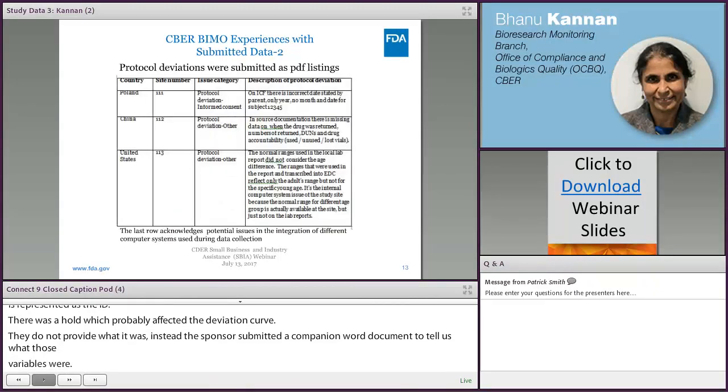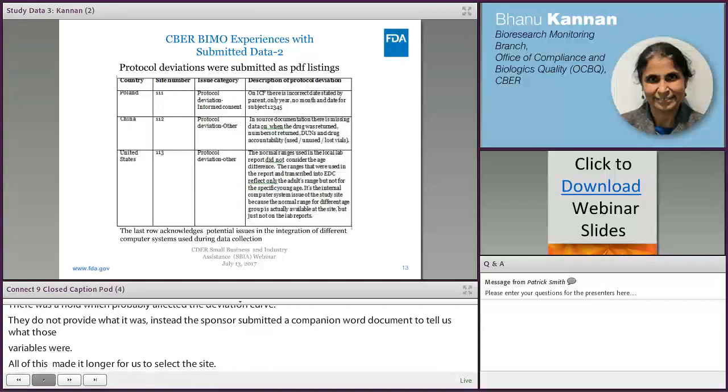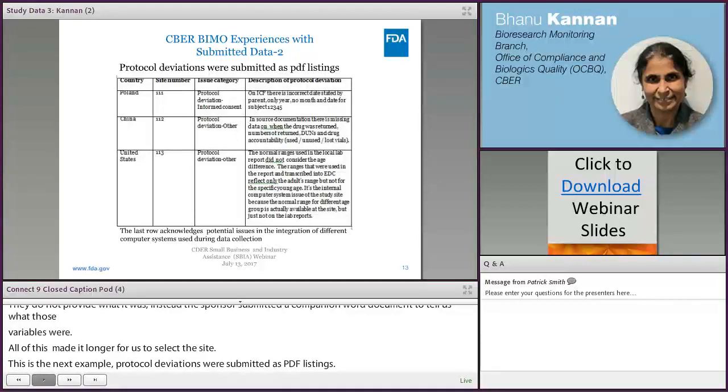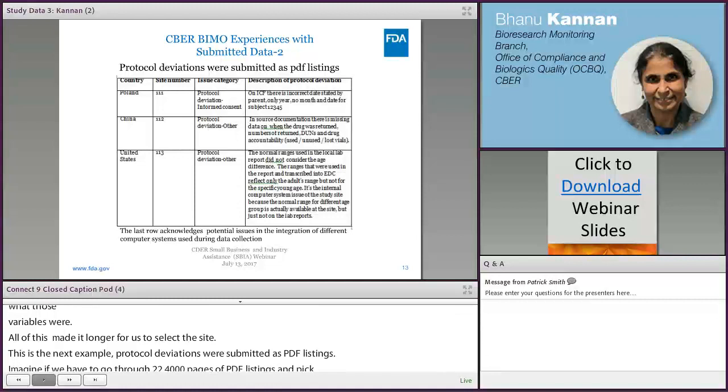And this is the next example wherein the protocol deviations were submitted as PDF listings. Imagine in this day and age, if we have to go through 3,000 to 4,000 pages of PDF listings and pick one site or pick 4 or 5 sites for an inspection, this is an enormous task for us to do. So this was PDF listing.